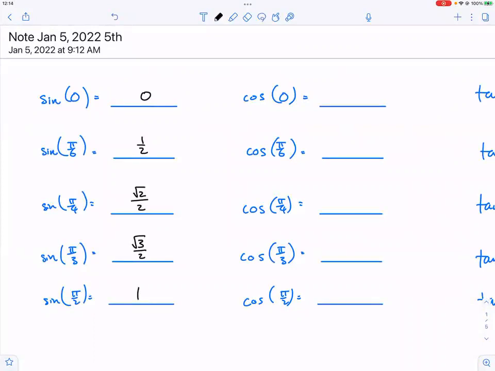Cosine 0, it's equal to 1. And then cosine of pi over 6, it's root 3 over 2. And then root 2 over 2. And then cosine of pi over 3, it's 1/2. And then you have cosine of pi over 2 being 0.